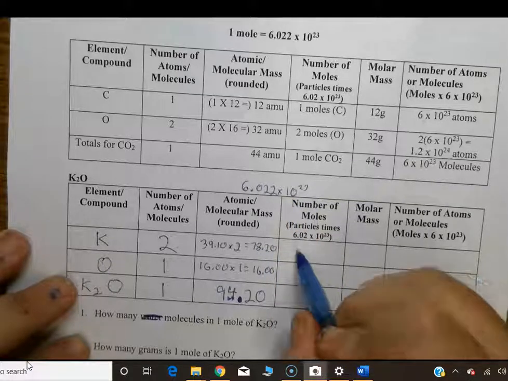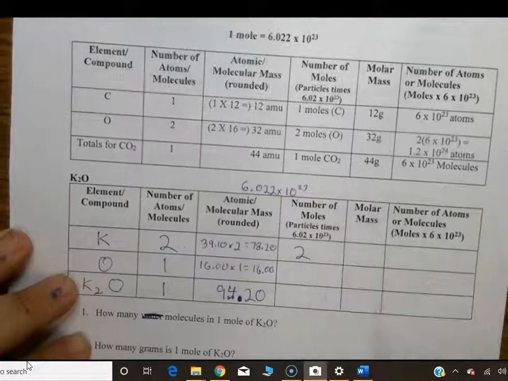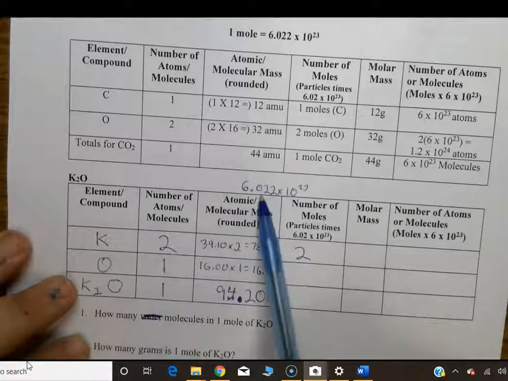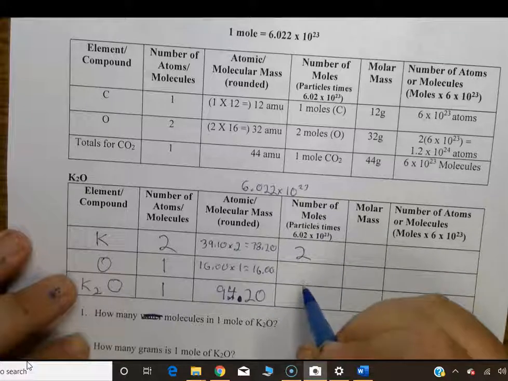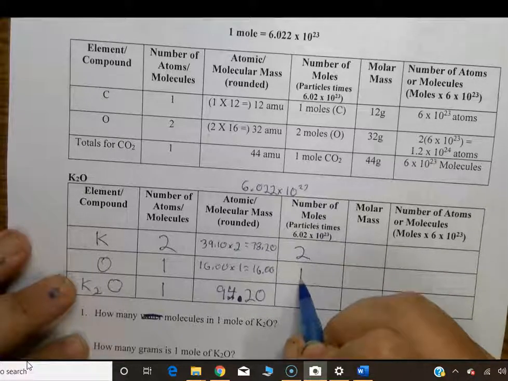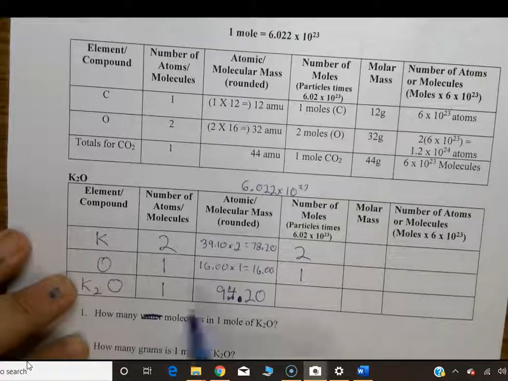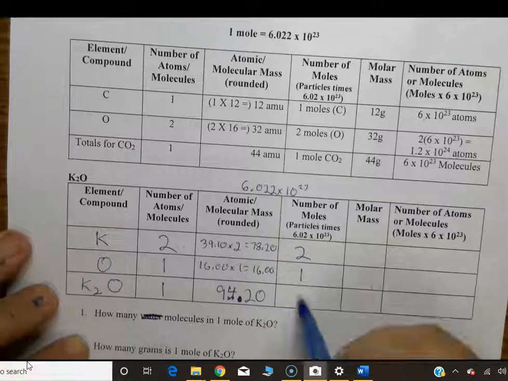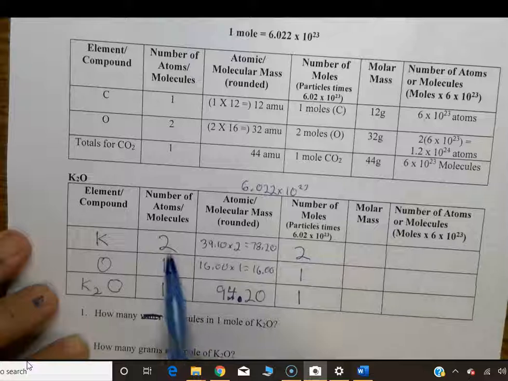So we have 2 potassium atoms here, and we multiply that by 6.022 times 10 to the 23rd, we end up with 2 moles of potassium. If we have 1 atom of oxygen and multiply that by 6.022 times 10 to the 23rd, we end up with 1 mole of oxygen. And the same with the compound K2O, we end up with 1 mole of that compound. So moles to moles just match up.